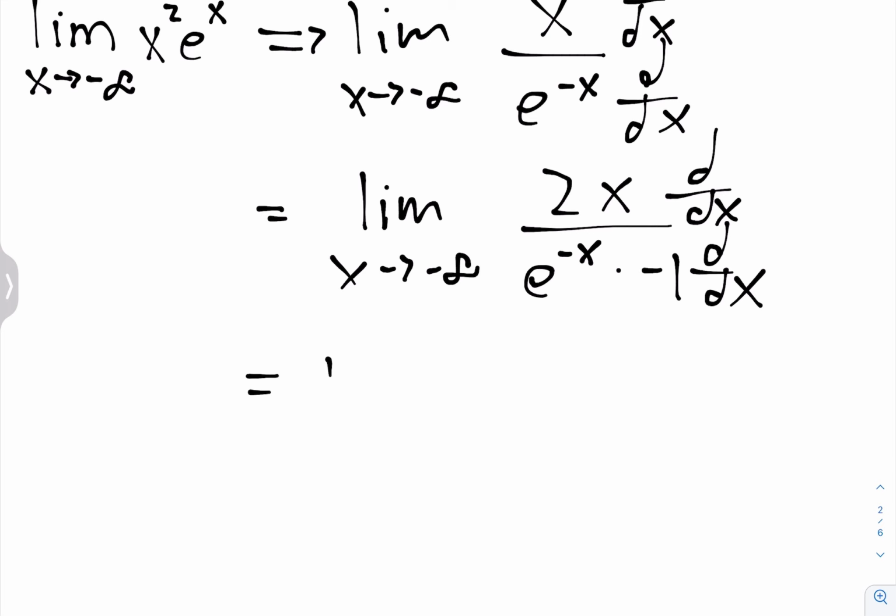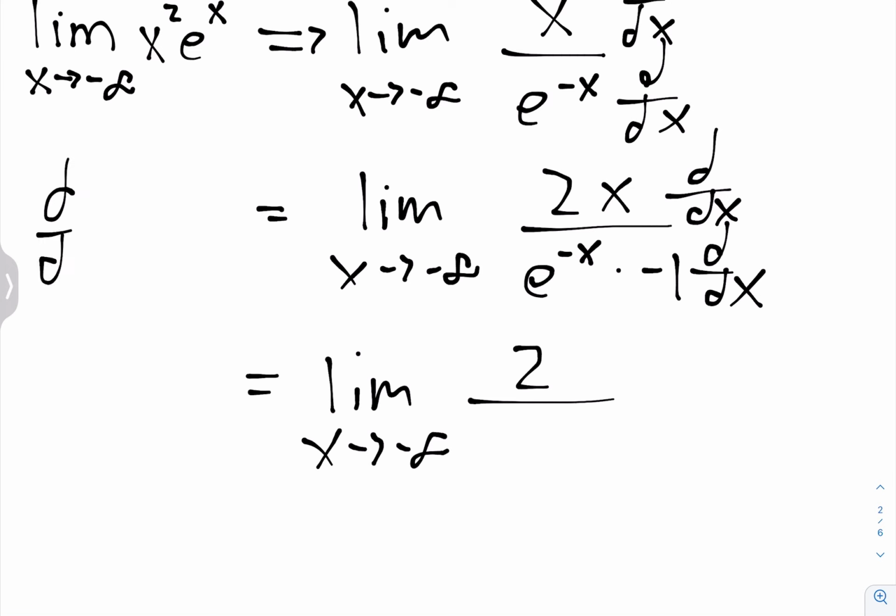So the derivative with respect to x of 2x is just 2 over, so the derivative, let's see, d by dx of negative e to the negative x, we're going to get negative e to the negative x times negative 1, so that's just going to be positive e to the negative x.